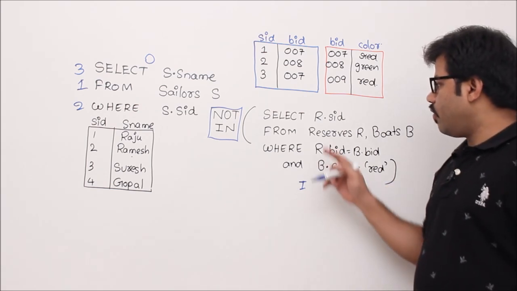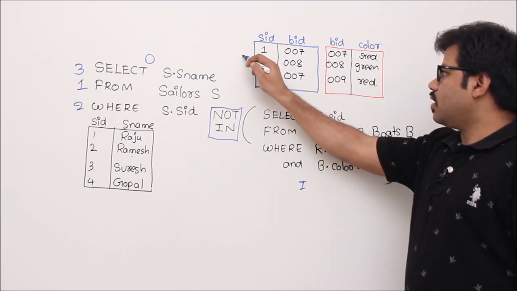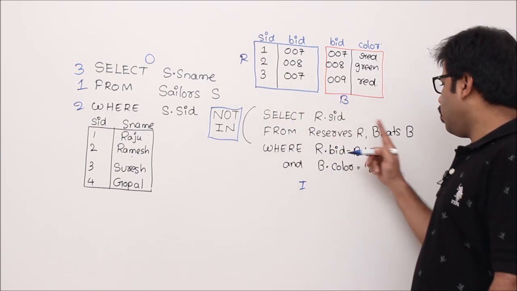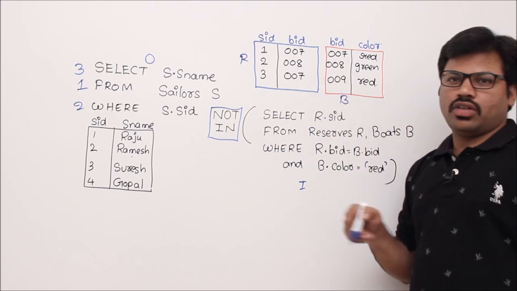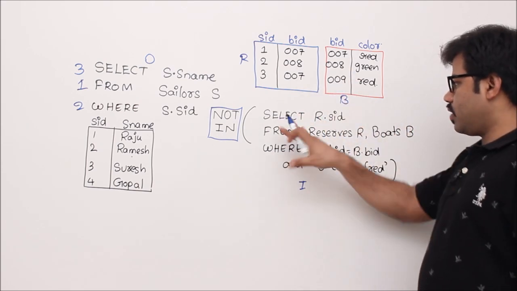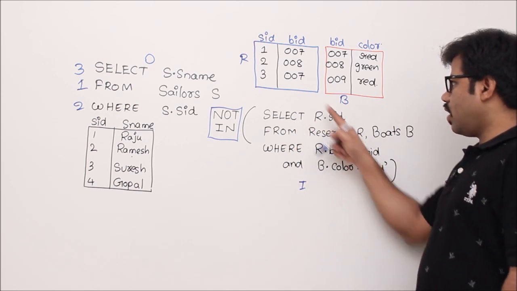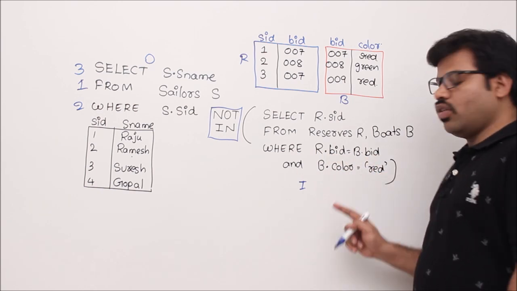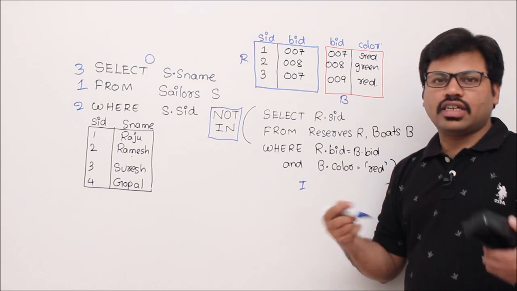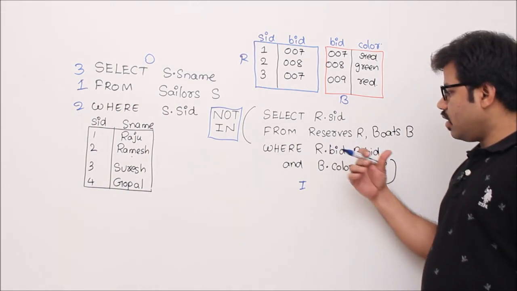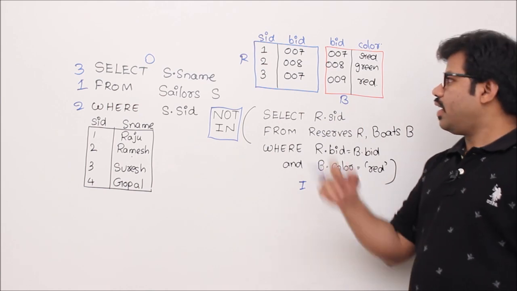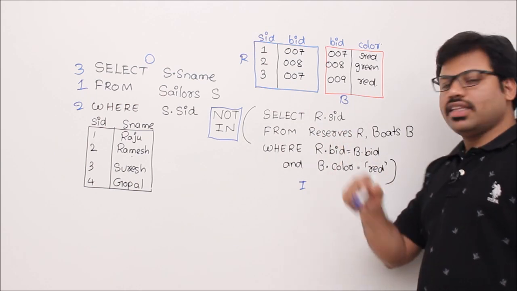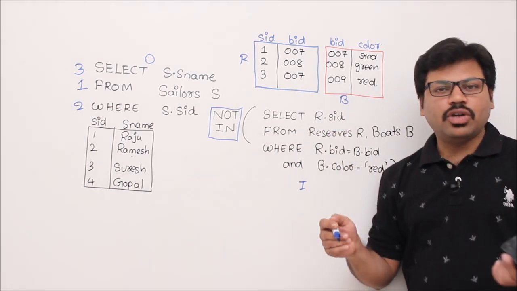I have given here 2 tables, reserves and boats, since the inner query requires reserves R and boats B. Now we'll try to execute this query first: select r.sid from reserves R, boats B where r.bid equal to b.bid and b.color equal to red. There are 2 ways generally to understand queries. One is understanding the logic behind the query. The second is taking examples and blindly applying the conditions mentioned in the where clause. Let me do it in 2 ways.